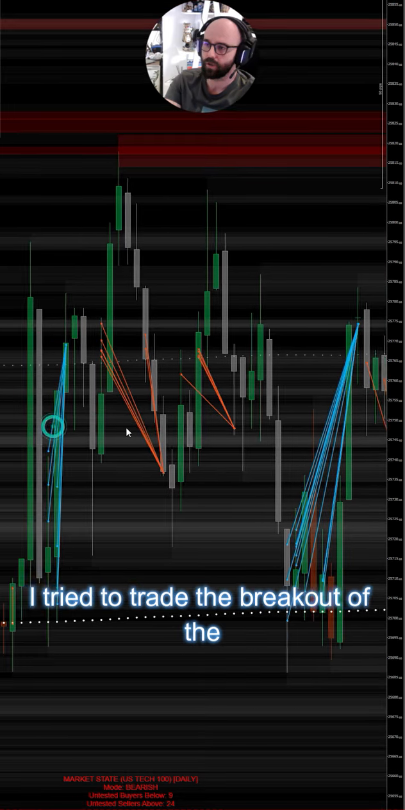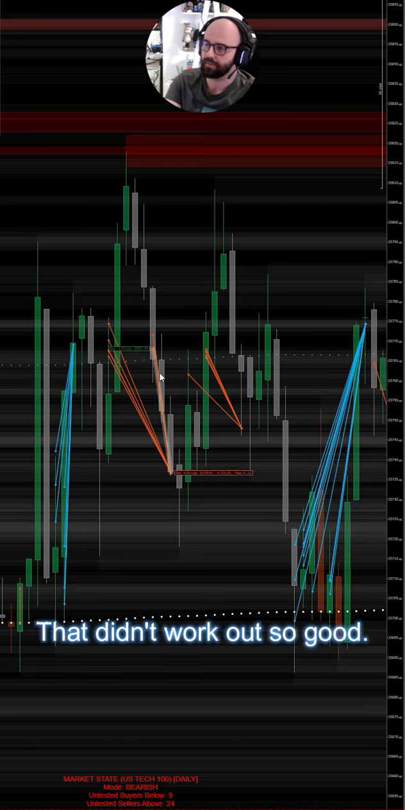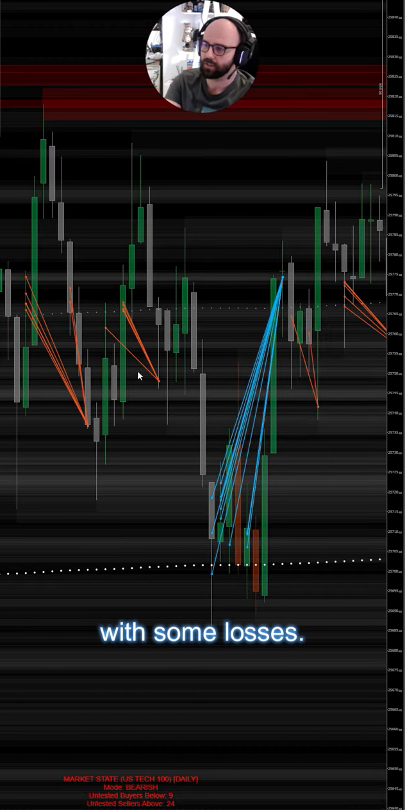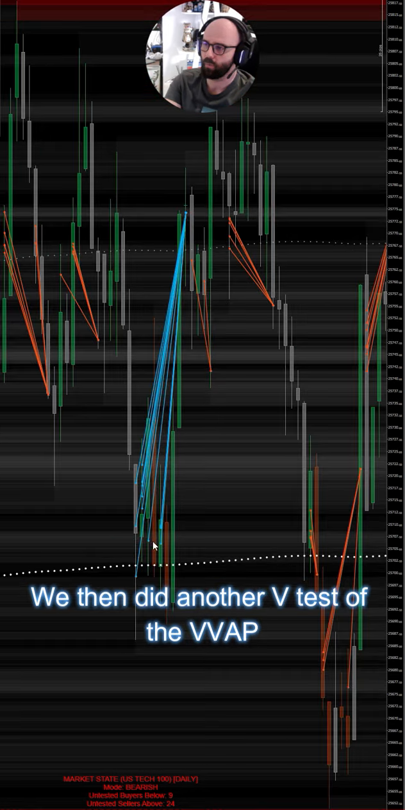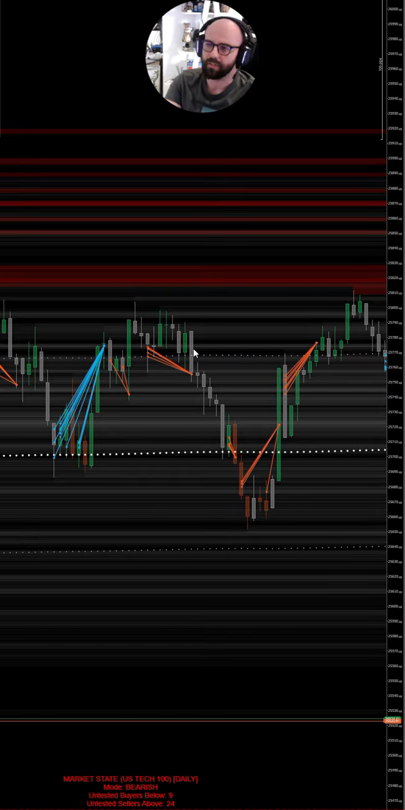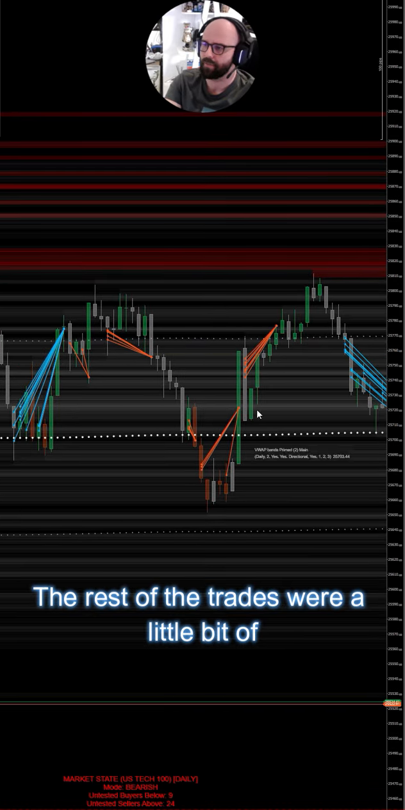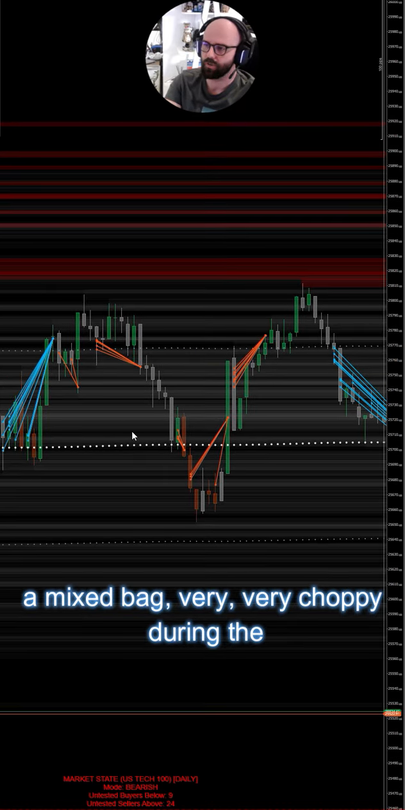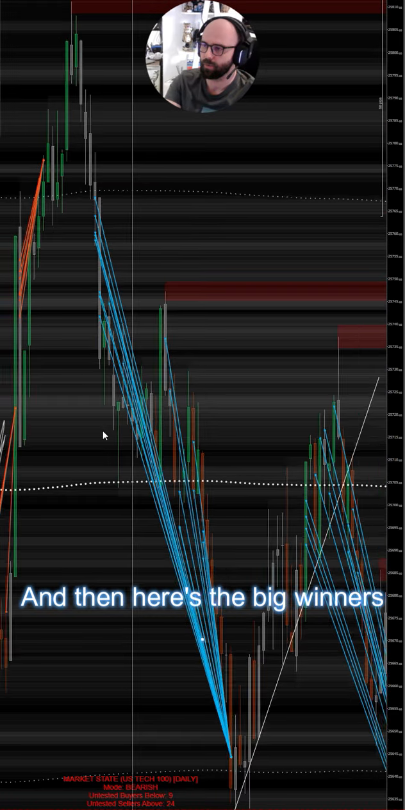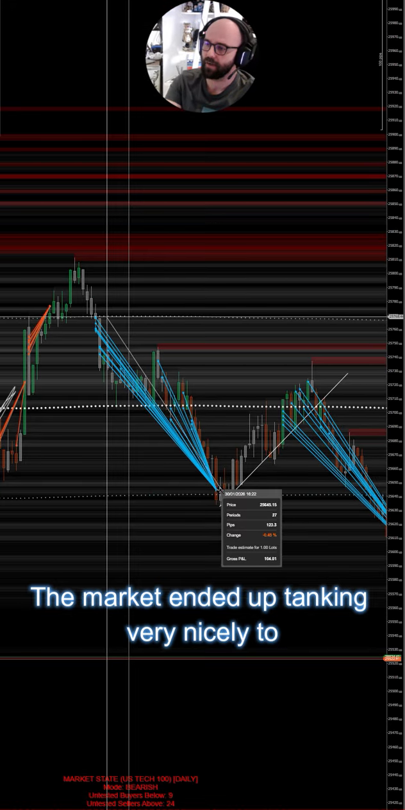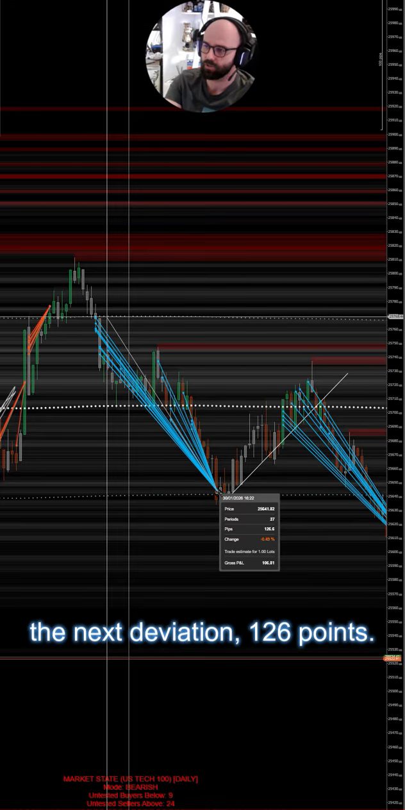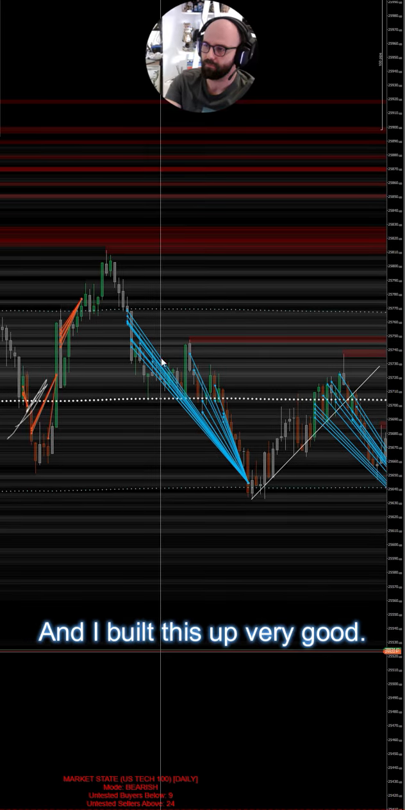I tried to trade the breakout of the deviation. That didn't work out so good with some losses. We then did another retest of the VWAP where I got in, took profit. The rest of the trades were a little bit of a mixed bag, very choppy during the New York Open. And then here's the big winners. The market ended up tanking very nicely to the next deviation, 126 points, and I built this up very good.